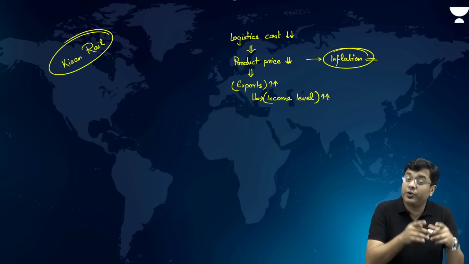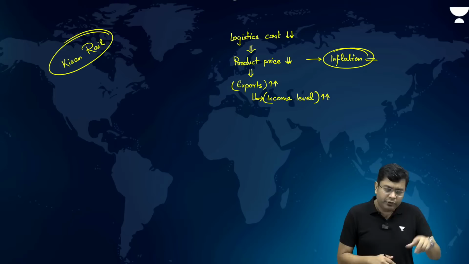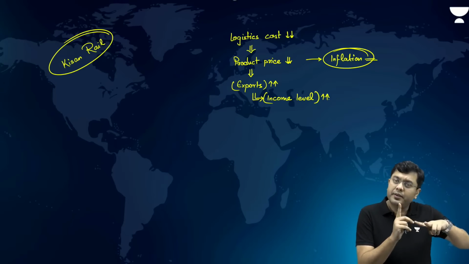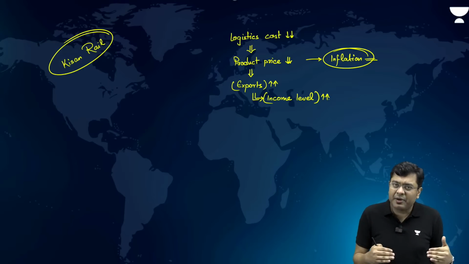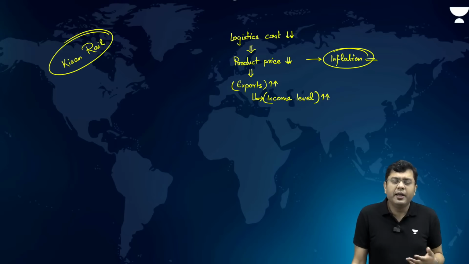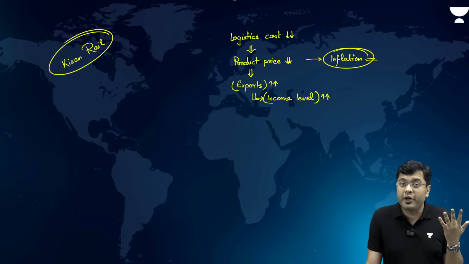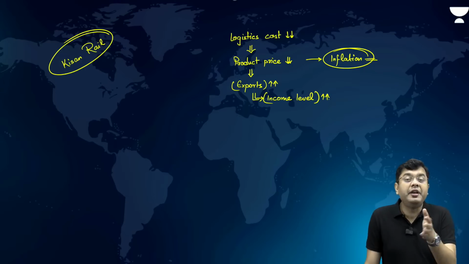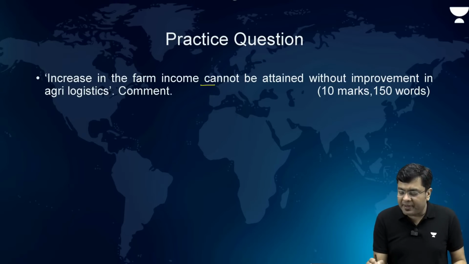That needs to be sorted out, and then we can have better agri-logistics. So the railways will benefit, the farmers will benefit. Railways already lack enough money to invest in improving their operationalization, and they will get more revenue. So it will be a win-win situation for both the sectors. Okay? Now, increase in the farm income cannot be attained without improvement in agri-logistics.